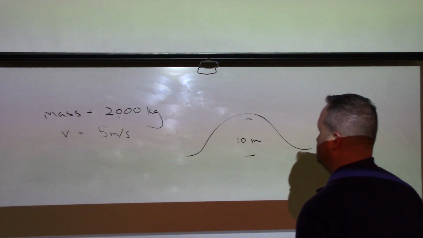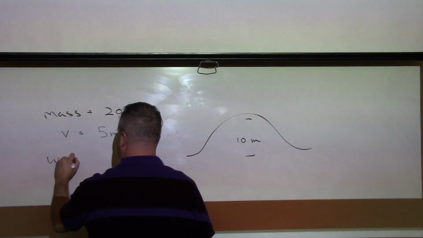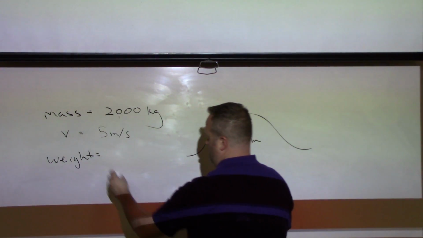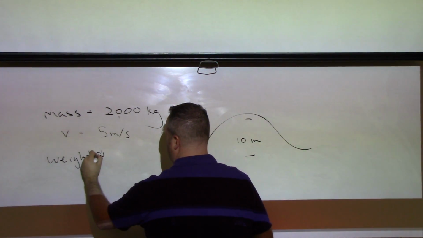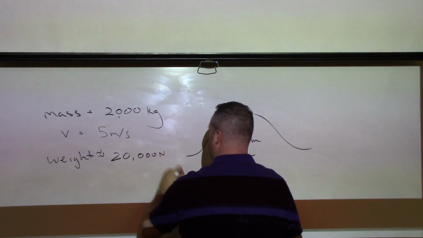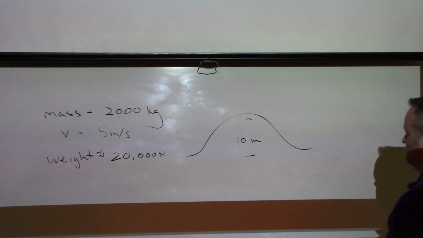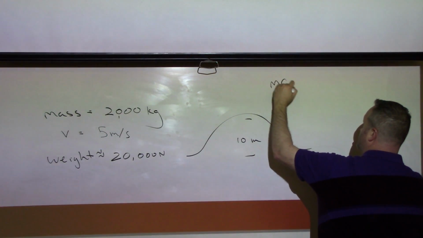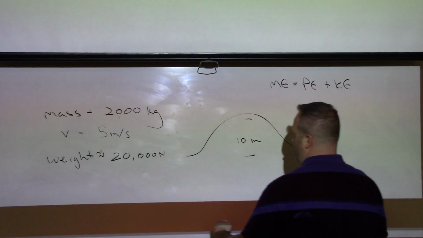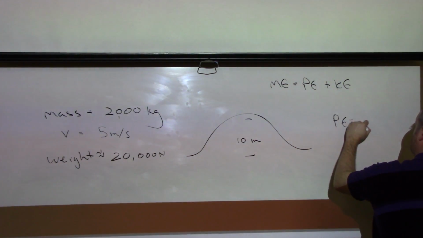And let's see what else. I know its weight is going to have to be roughly equal to, I'll just change my equal sign here. Its weight is going to be about, I'm just going to multiply by 10, I'm going to say 20,000 newtons. All right, so now I have my information, I'm ready to begin to solve. I know that mechanical energy is potential energy plus kinetic energy. I know that my potential energy is weight times height.